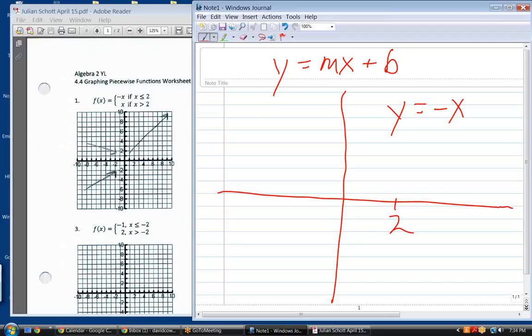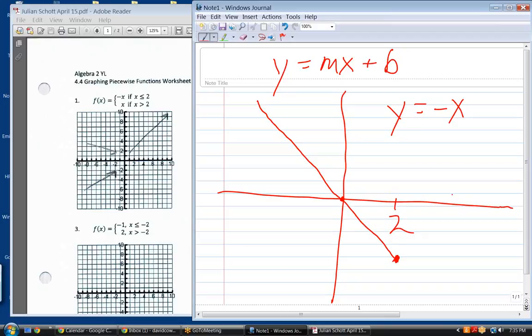Okay, so there's one point that we know is on the line. What's the slope? Minus 1. That slope, minus 1, looks like this. Okay, so that's the way I might start. However, what I would do is stop it when I got to 2, right there, with a closed dot. So I've graphed minus x everywhere to the left of 2.